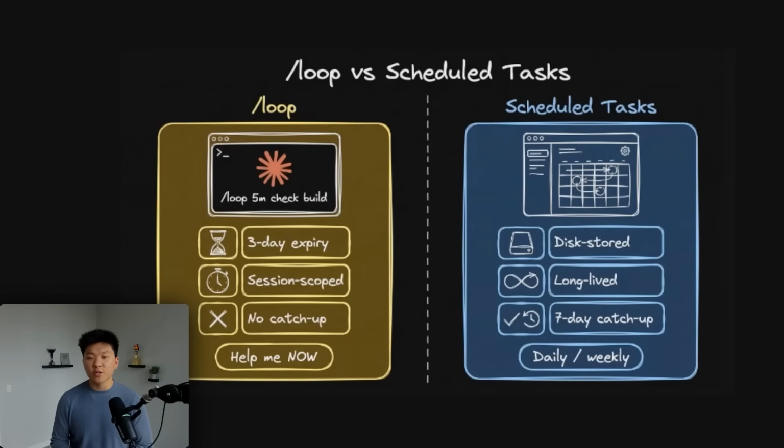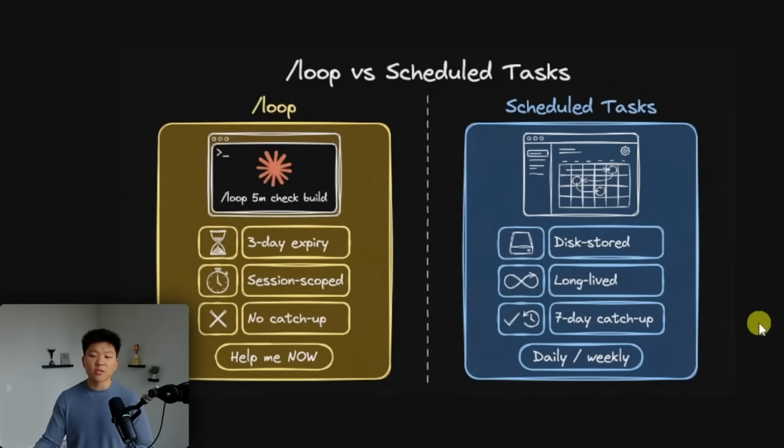So now that all the features have been explained and you've seen a demo, I think you probably understand the difference between the loop and the scheduled tasks a bit better now, but let's just go over some of the key highlights. The loop has your 3-day expiry. It's all done within one session and there's no catch up. It's basically a help me now or help me on this project for today type of function.